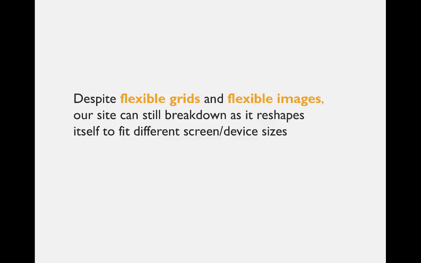affect things. So as I mentioned, despite the flexible grids and flexible images, our site can still break down as it reshapes to fit different screen or device sizes. So as you move from a desktop or monitor down to a tablet, down to a smartphone, and also smartphone and tablets depending on their orientation, there could still be a breakdown even with those flexible grids and images. We're going to follow through some examples as to why we then need media queries.